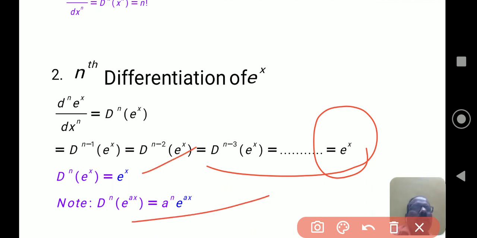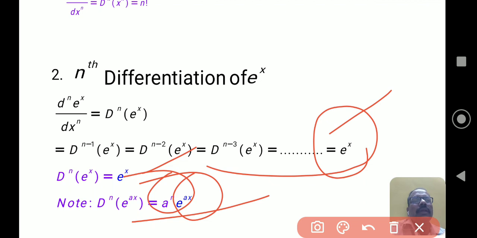A very important note here: instead of e power x, we are writing e power ax, where a is the coefficient of x. How to write this: similarly, the differentiation of e to the power of ax is e power ax into the differentiation of ax, which is a. That is once differentiated. You can continue this procedure n times, you can write it as a into a up to n times, which is a power n into e power ax as it is. This is an application of the nth derivative of e power x. Instead of writing e power x, we can write e power ax, whose nth derivative is a to the power of n e power ax.